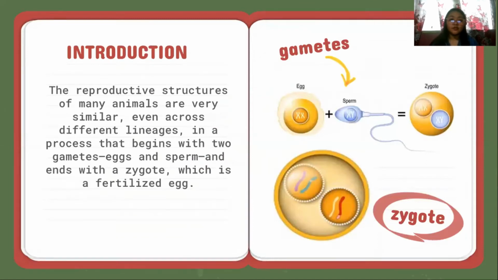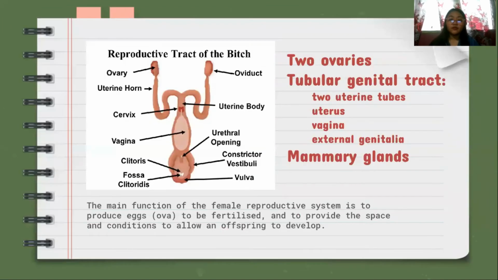The reproductive structures of many animals are very similar, even across different lineages, in a process that begins with two gametes, the eggs and the sperm, and ends with the zygote, which is the fertilized egg. For the female reproductive system, we have two ovaries, the tubular genital tract, which is comprised of two uterine tubes, the uterus, vagina, external genitalia, and lastly, the mammary glands. The main function of the female reproductive system is to produce eggs in order to be fertilized and to provide space and conditions to allow an offspring to develop.